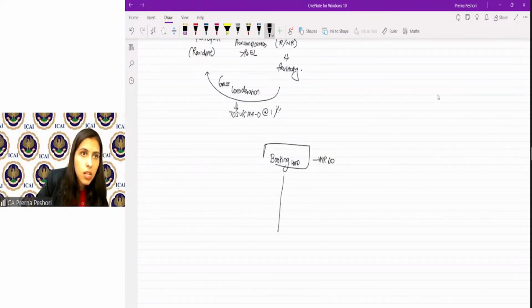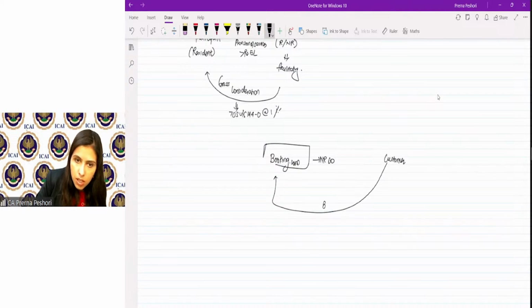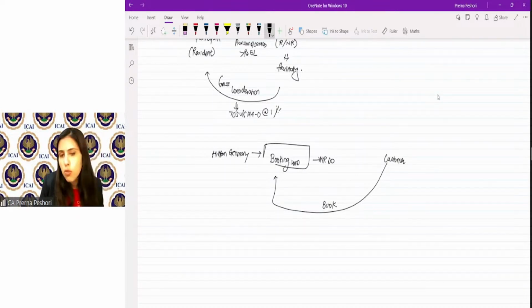Now, let's say I want to go to Europe. I am searching for the hotels. So I booked a hotel in Europe, let's say Hilton, Germany. This is listed on booking.com. So I booked through booking.com and booking.com will then pay the amount to Hilton, Germany.